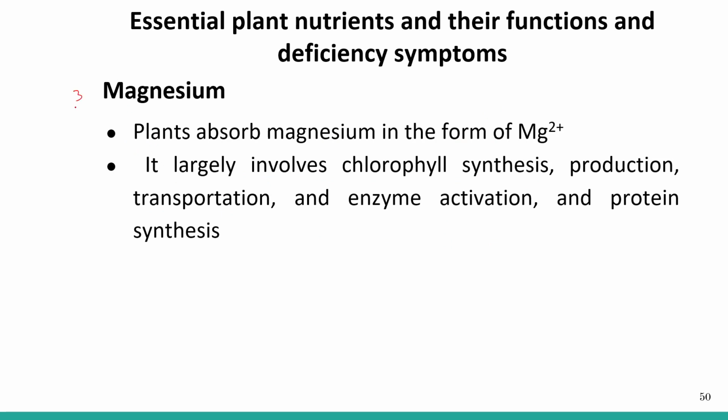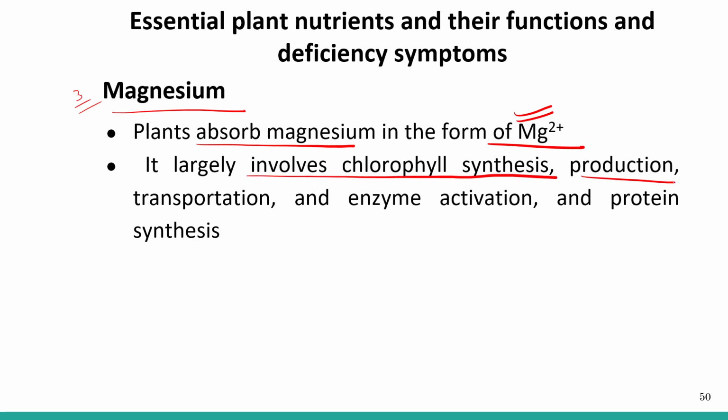Okay, so the third one is magnesium. The third important nutrient is magnesium. Plants absorb magnesium in the form of magnesium ion. It largely involves chlorophyll synthesis, transportation, enzyme activation, and protein synthesis. So first thing, it is very important for chlorophyll synthesis.